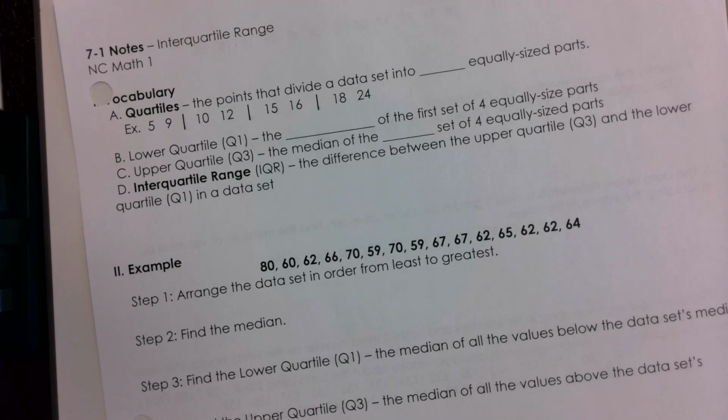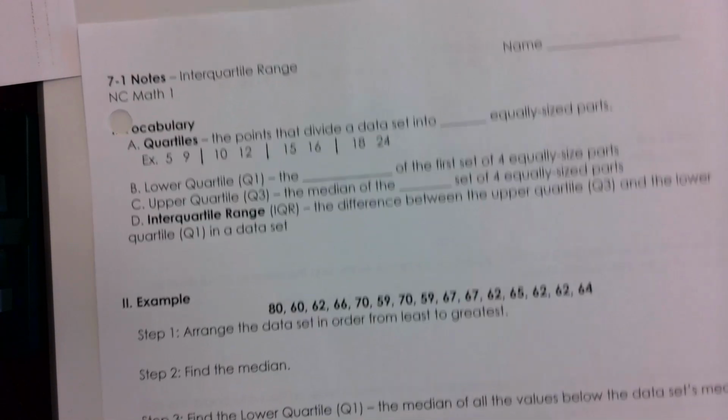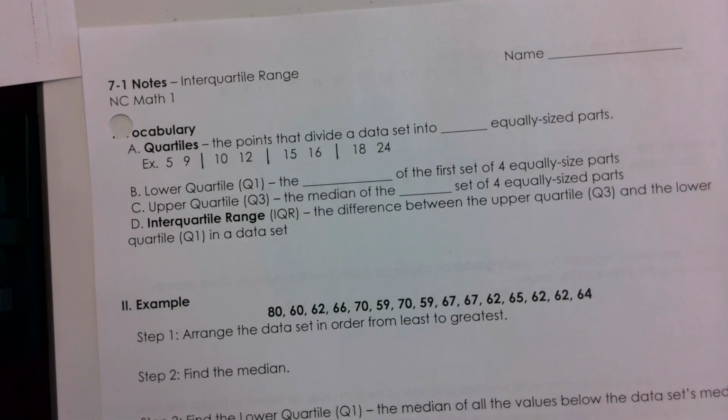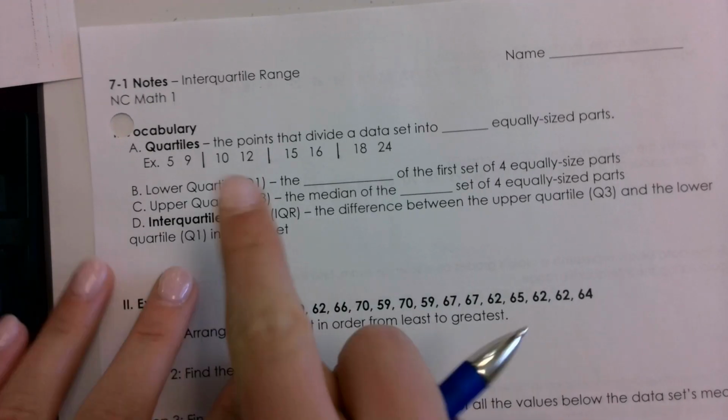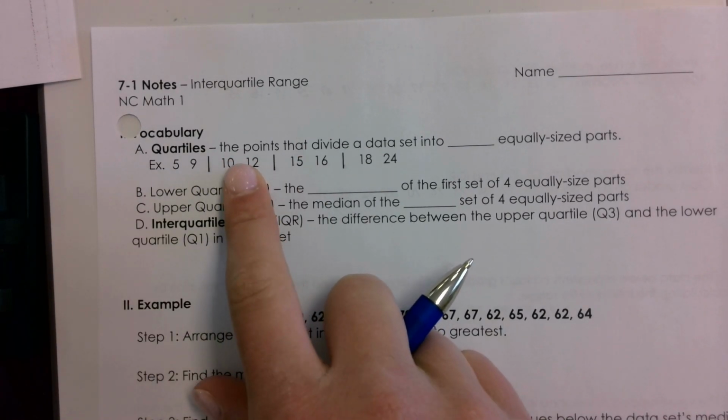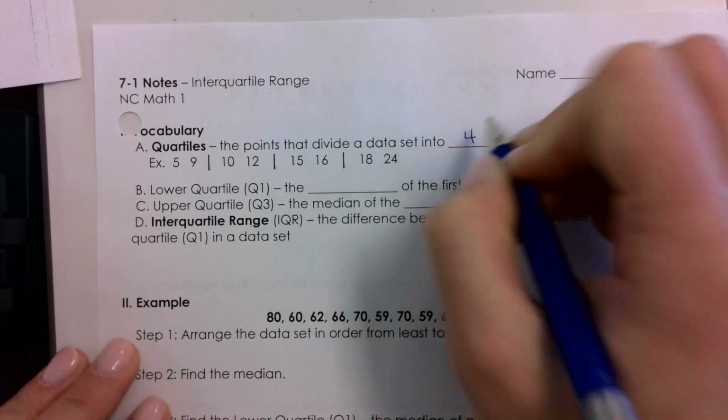We're going to use those and then a little bit more. So for the first part up here, we've got some vocabulary we need to talk about. We're talking about quartiles today. So what does that sound like? Quarters, right? And what are quarters? That means you split it into how many? 4, right? Because like in football, you have 4 quarters. So if you've got quartiles, that means you're splitting your data into 4 pieces. So it's going to be the points that divide your data set into 4 equally sized parts.